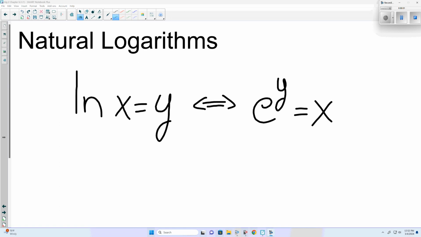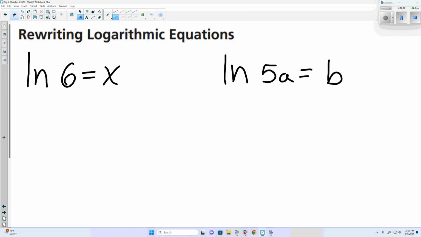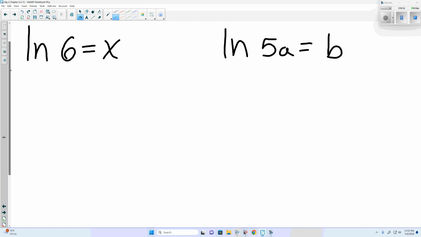Continuing on with the note sheet from Friday. So we did a few of these here. We did one of these here. Natural logs: ln of x equals y if and only if e to the y is equal to x. And we already did the first one here, because when we matched it up, we got e to the x is equal to 6. Actually, I think we did the first several, didn't we? Yeah, we did.